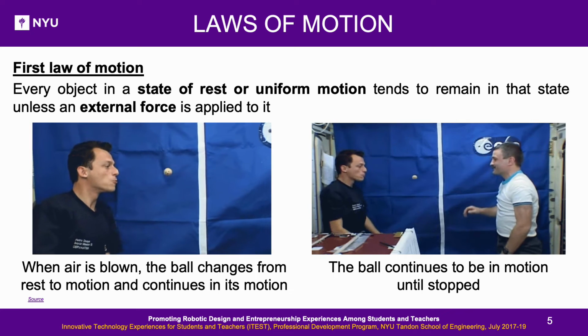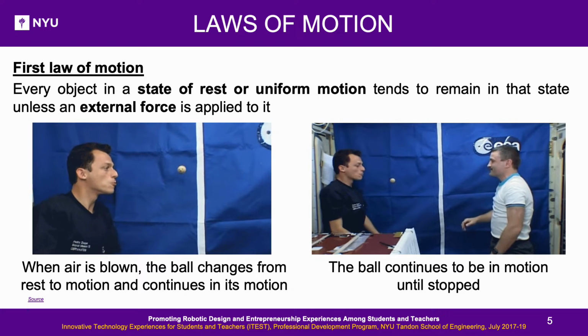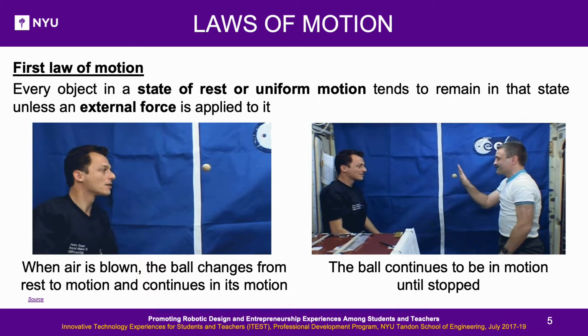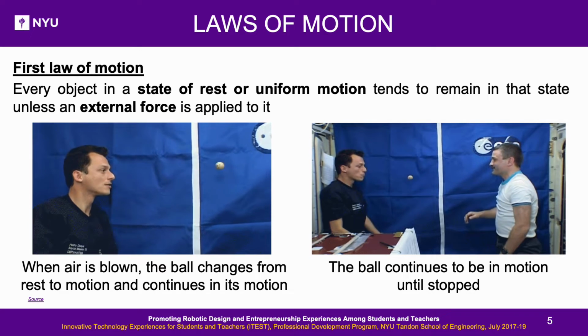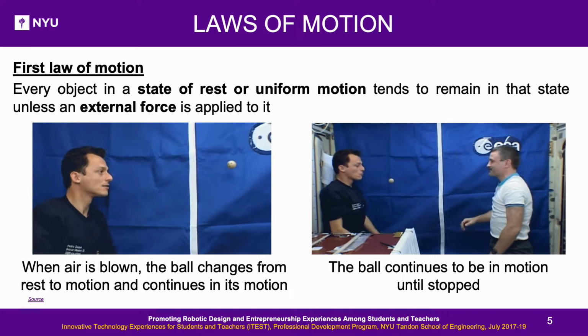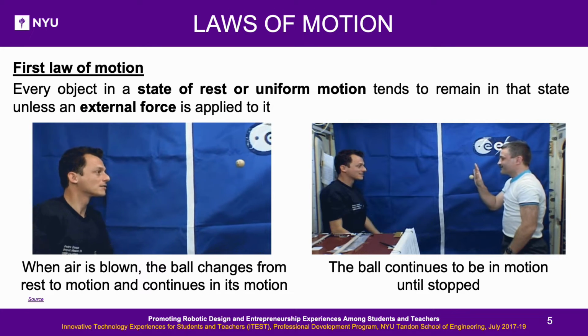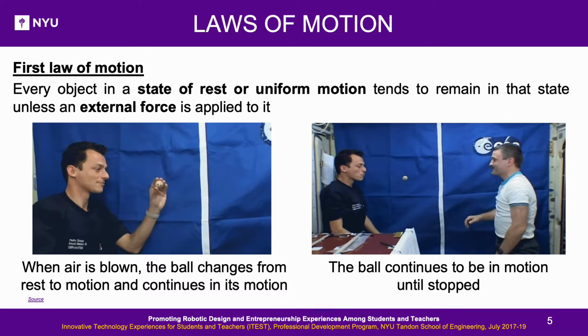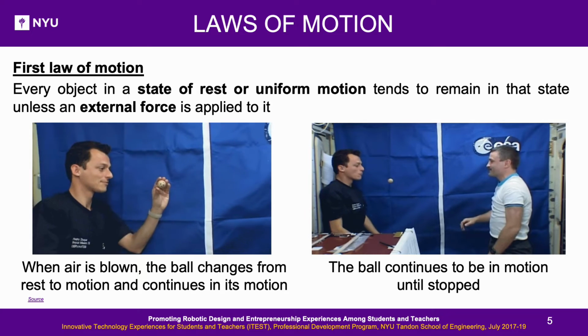Laws of motion. The 3 laws of motion were compiled by Sir Isaac Newton. It describes the relationship between the body and the forces acting on it and the motion of the body in response to those forces. The first law of motion states that every object in a state of rest or uniform motion tends to remain in that state unless an external force is applied to it.